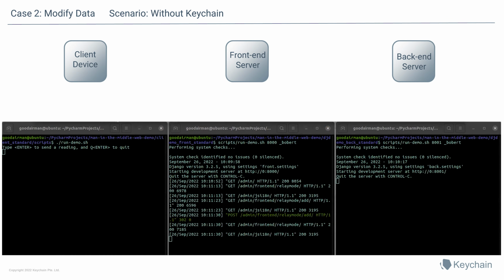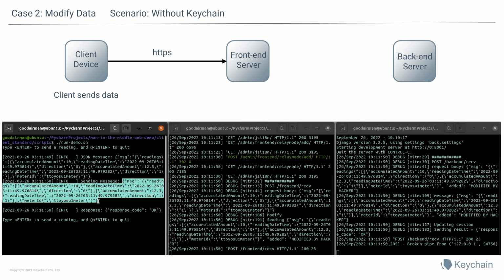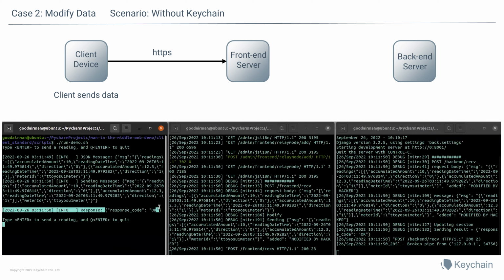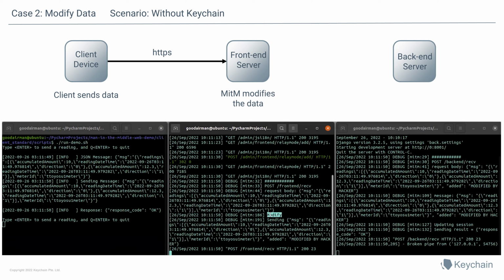So now let's see what happens when the client sends a message to the front server. The client creates the message here. And this is where it sends that message, unencrypted because it's not using keychain. And it got a response of OK. This is where it received the message from the client. And it is running in modified mode.